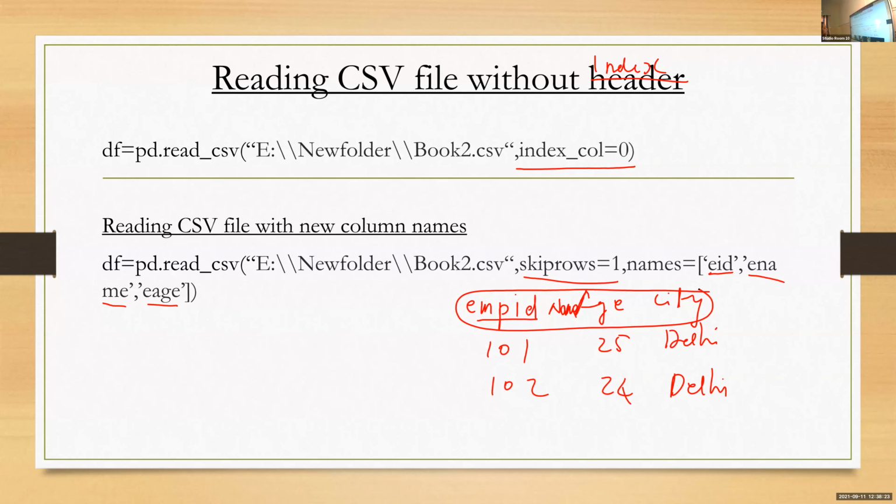So first it will remove the default heading. For that I am using skiprows equal to 1. After that, I am giving new names, that is names equal to EID, E-name, E-age, and E-city. So using this skiprows 1, it will remove the default column headings, and using names, it will assign new column names here. So after executing this statement, instead of EMPID, it is EID; name, it is E-name; age, it is E-age; city, it is E-city.